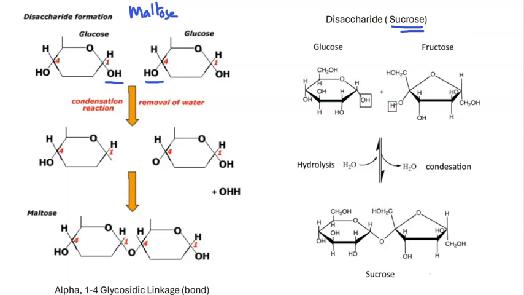So we're going to remove the hydrogen and the OH group like so, and then that allows a bond to be made between here and here. So carbon 1 becomes attached to carbon 4 through the oxygen, and this is called an alpha 1,4 glycosidic linkage, or indeed sometimes a glycosidic bond. And that gives us maltose.